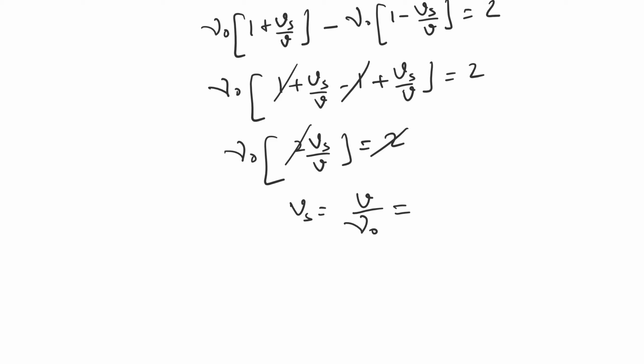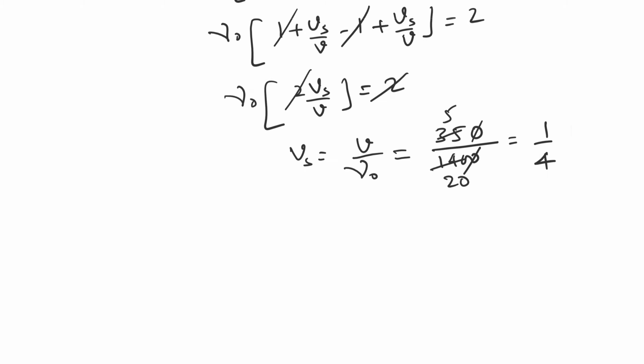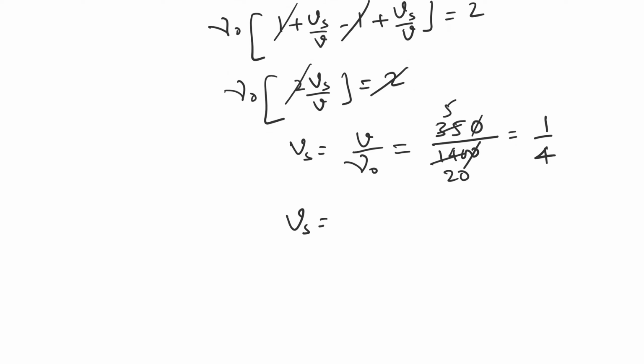And from the question we know that v is equal to 350 meters per second, and nu naught is given as 1400 hertz. So let's solve this. If we divide by 7, this would be 5 and this would be 20. This would be 1 by 4. So from here we get the velocity of the source as 1 by 4 meters per second.